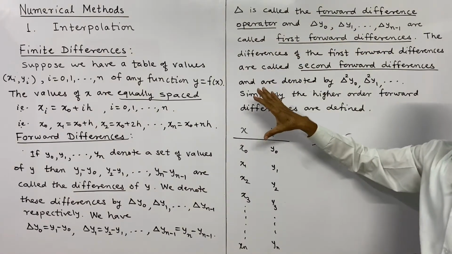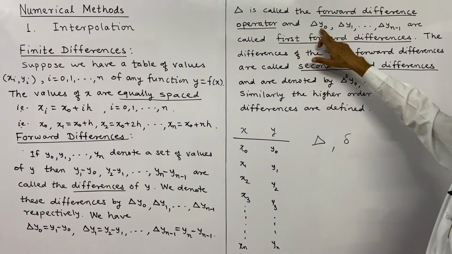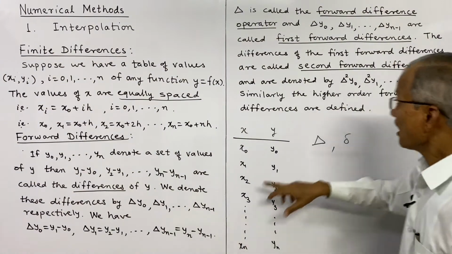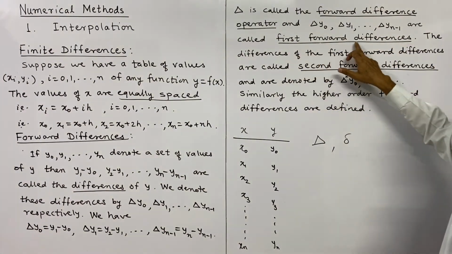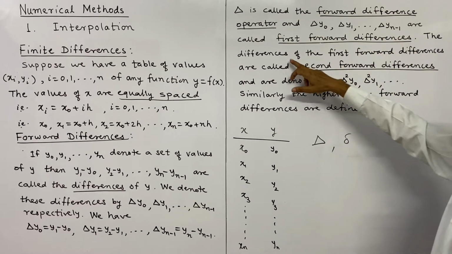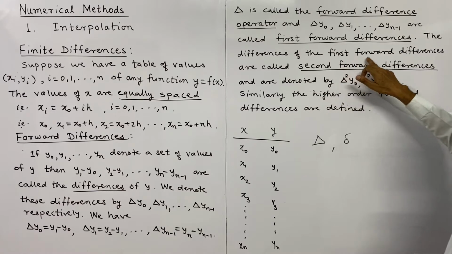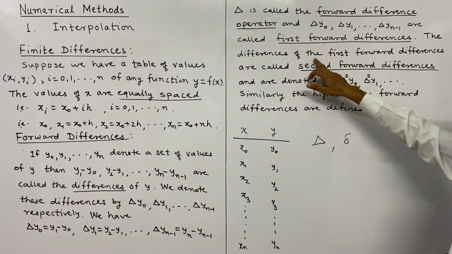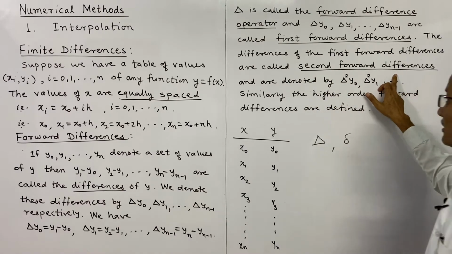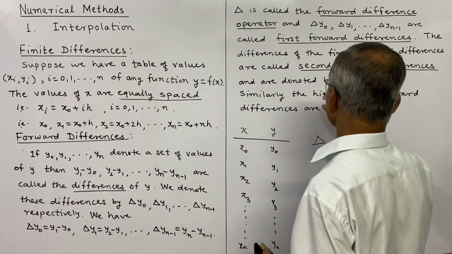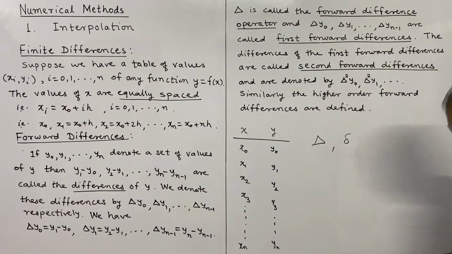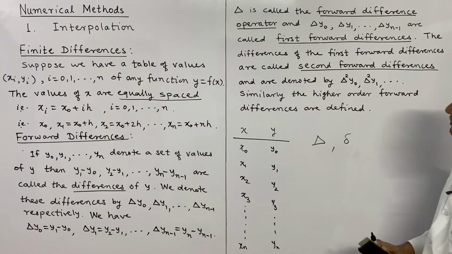This is the difference operator, it gives the difference. Δy0, Δy1, ..., Δyn−1, which are written here, are called the first forward differences. And the differences of these differences will be the second forward differences. The differences of the first forward differences are called second forward differences, and these are denoted by Δ²y0, Δ²y1, and so on.